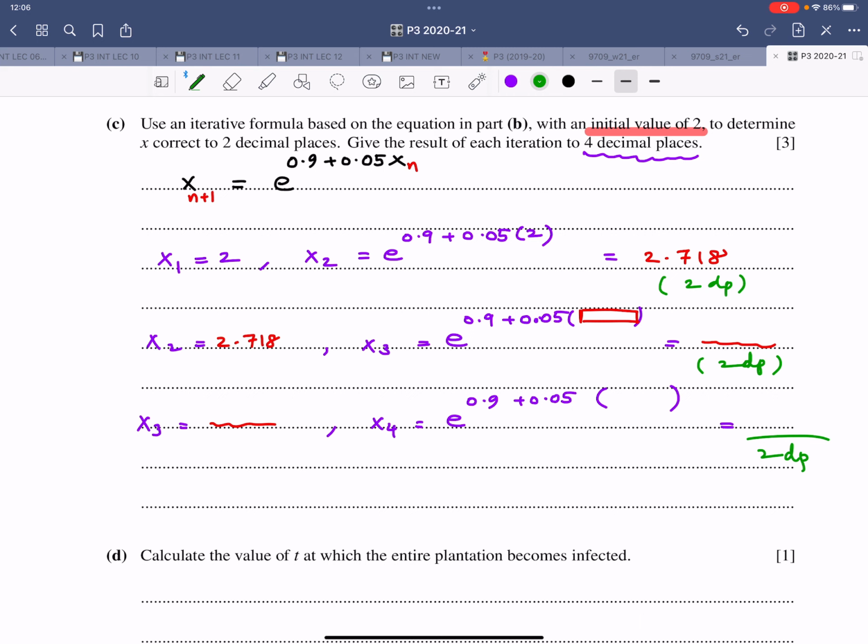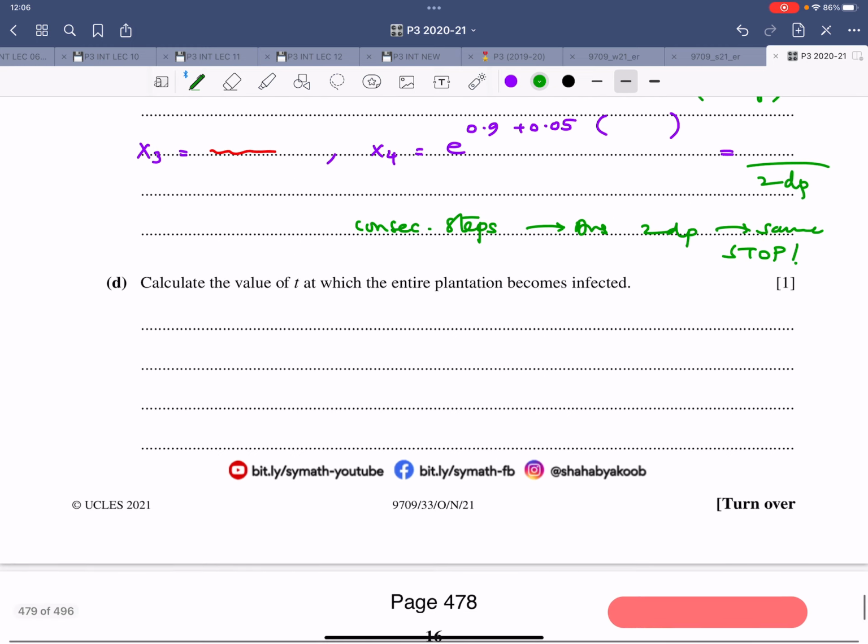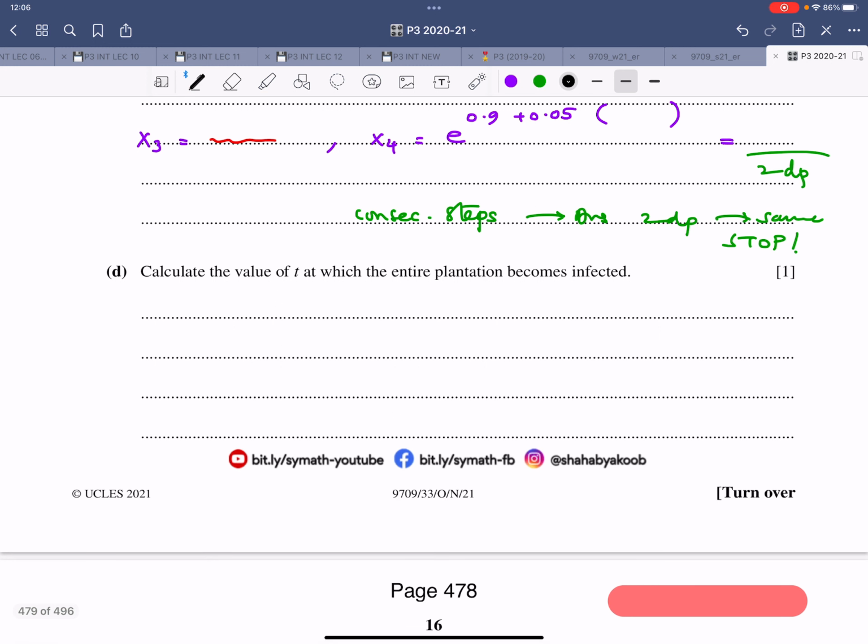If any 2 consecutive steps give answers to 2 dp that are the same, then you stop the working over there. Even if you proceed further, you will notice that they are exactly becoming the same thing, and then you get the answer. Calculate the value of t at which the entire plantation becomes infected.